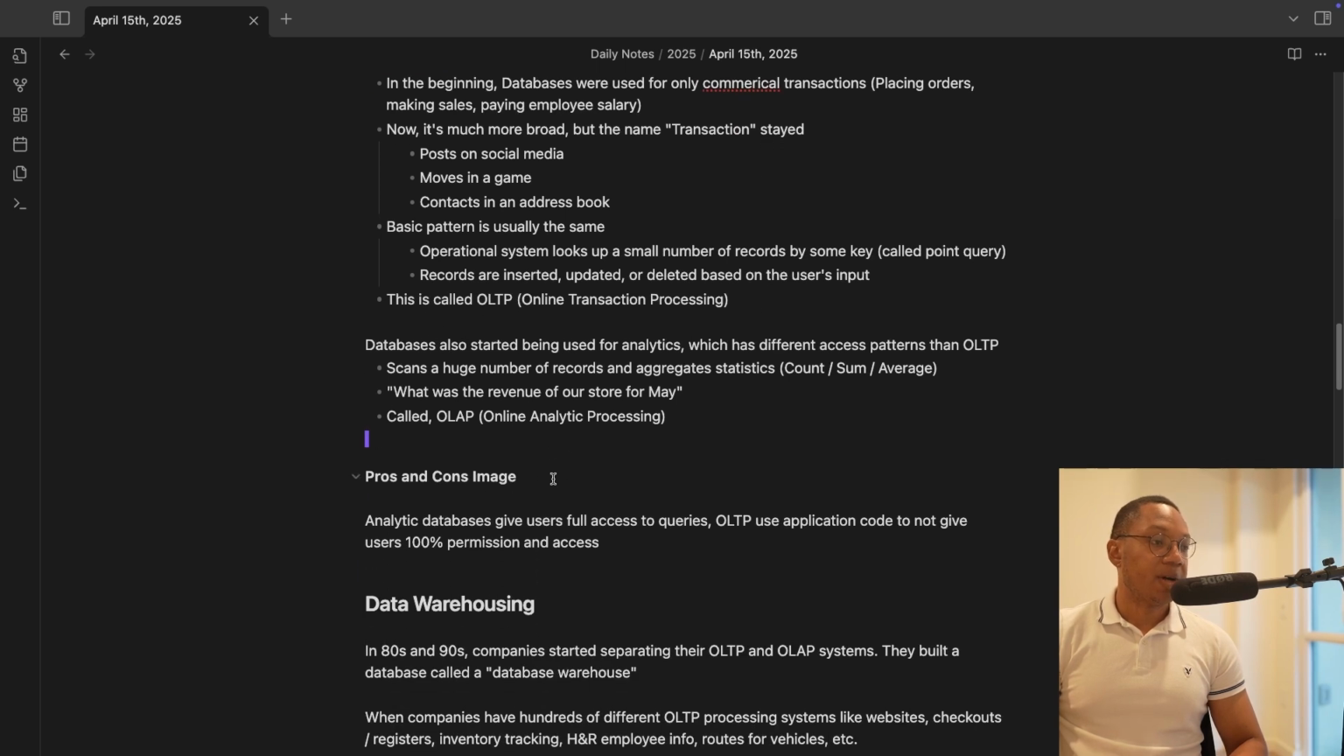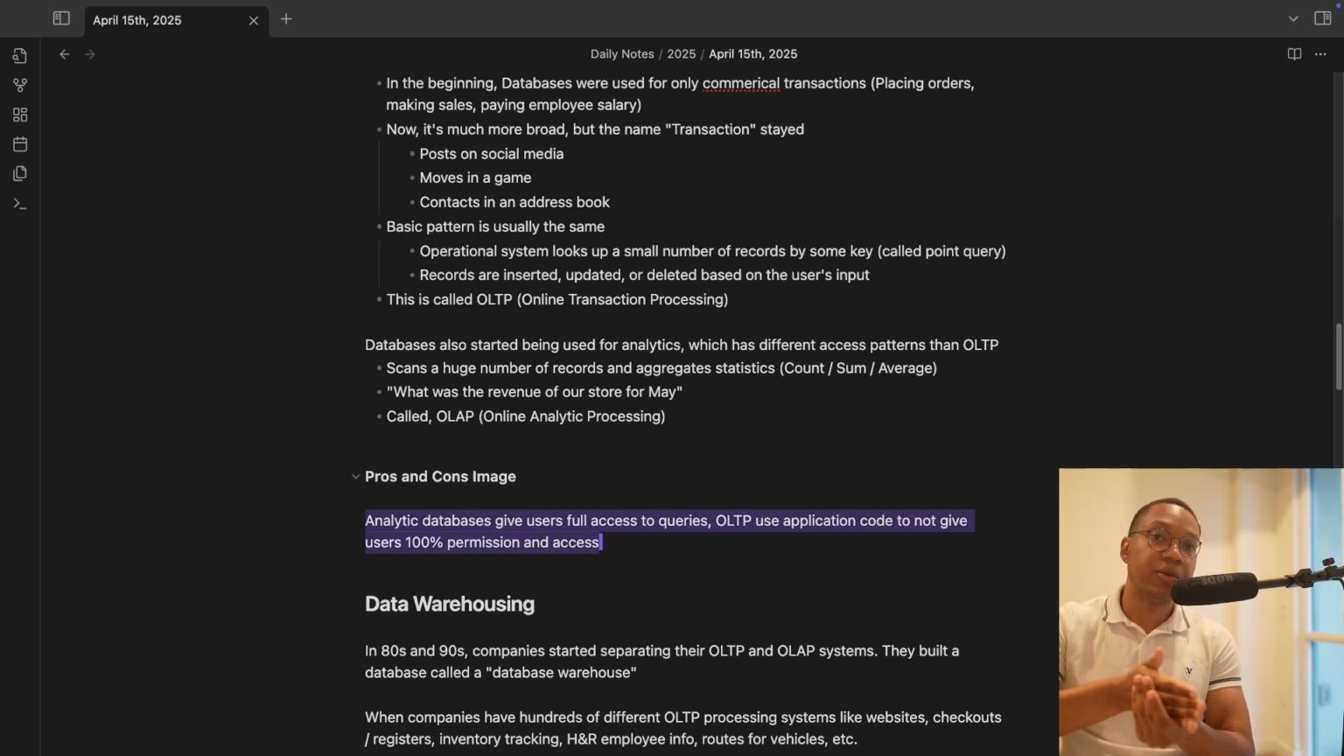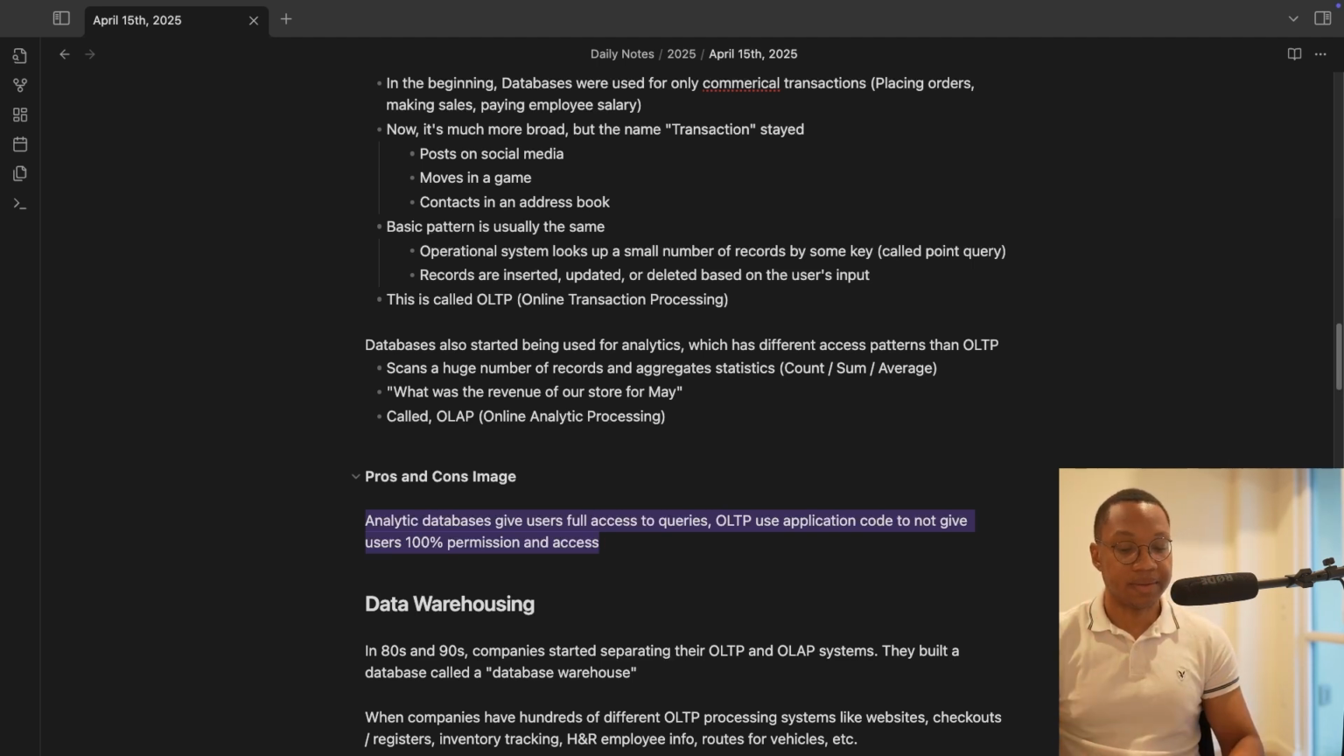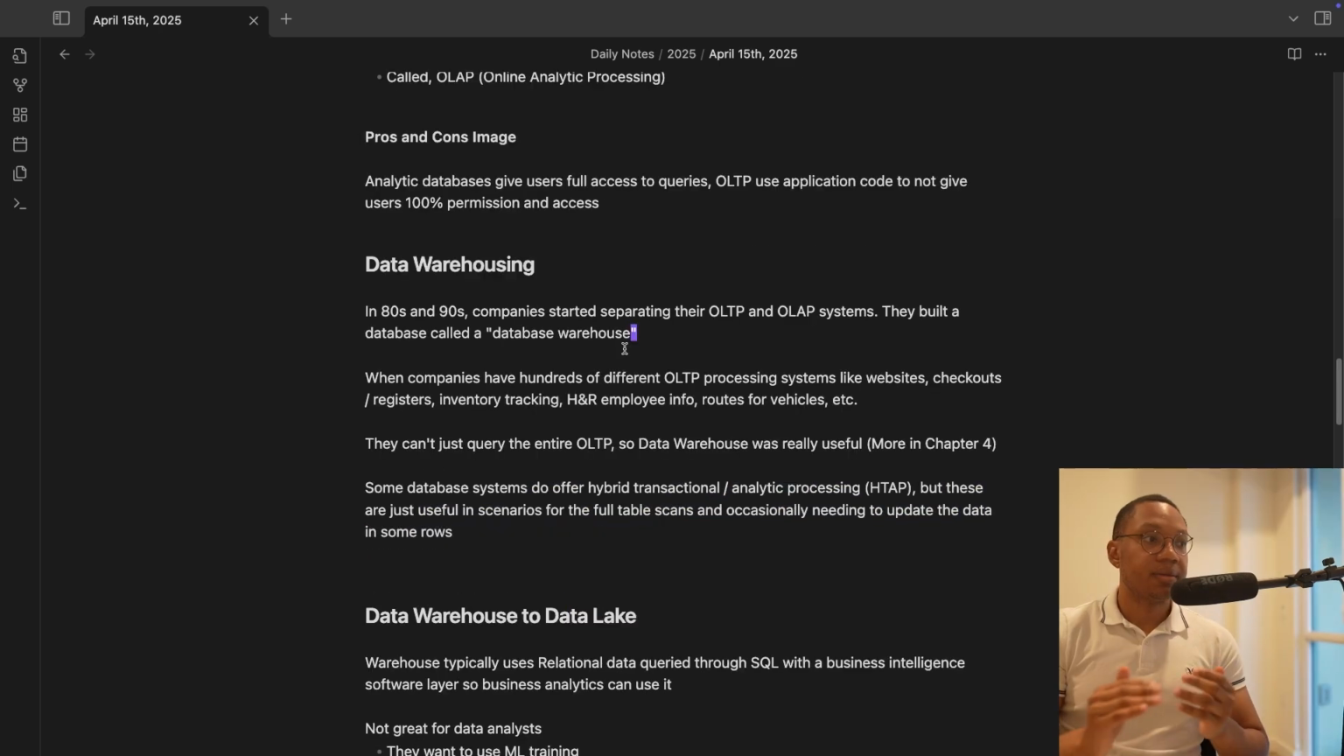Let's do the pros and cons. Analytic databases give users full access to the queries. OLTP splits it off so that users do not get read access to everything. There are other pros and cons too. He actually has an image in his book. I'm not sponsored, not affiliated, but I would recommend you can read his book for free for 10 days if you go on O'Reilly and make an account. And next up, we're going to have the data warehouse.